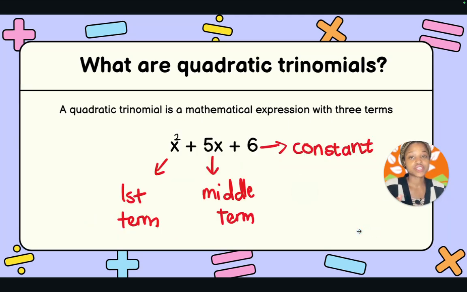So this is an example of a trinomial. This is x squared plus 5x plus 6. You've got your constant there, your middle term, and your first term. So what we're going to be learning today is how to factorize a trinomial, something that looks like this.